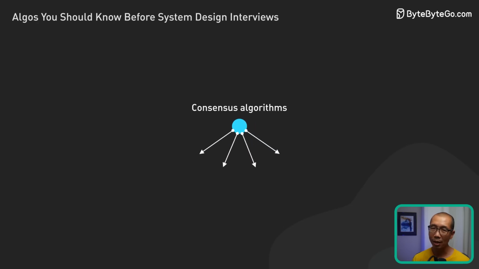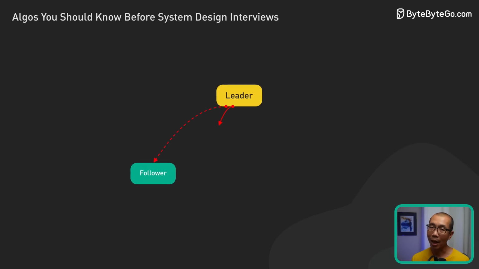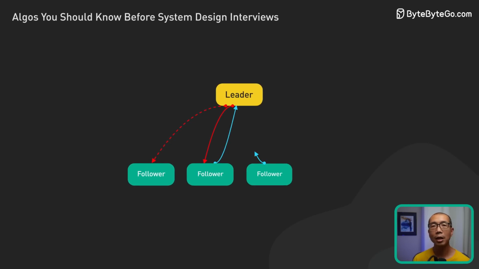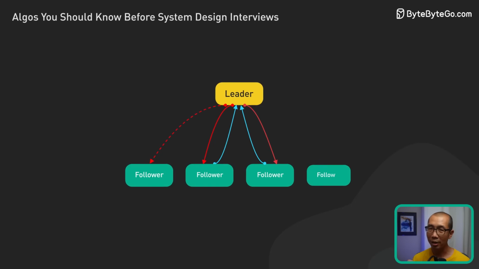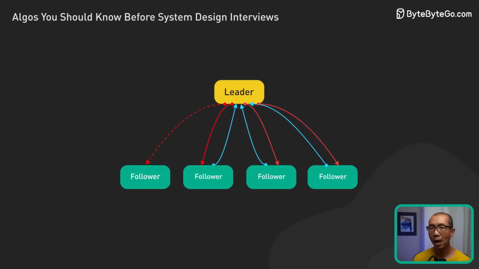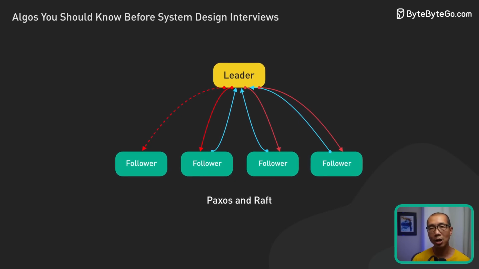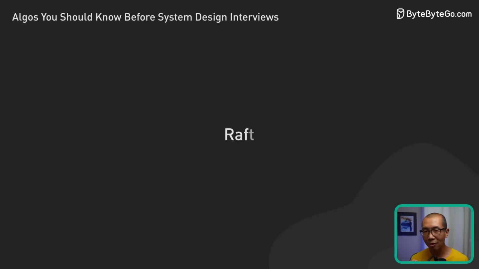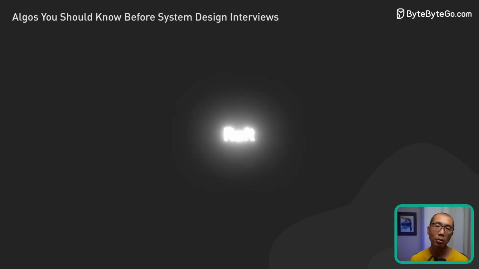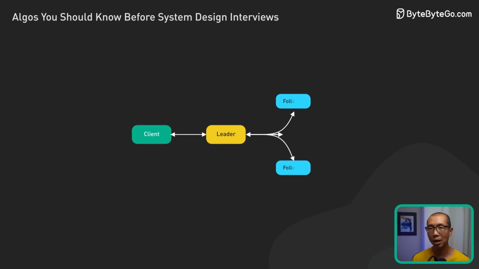Last but not least, let's talk about consensus algorithms. In distributed systems, reaching consensus, that is, ensuring all nodes consistently agree on a shared state, is tricky, especially with network issues and failures. Algorithms like Paxos and Raft are designed to address this challenge. Now let's focus on Raft since it shines through its simplicity and efficiency. Raft elects a leader to manage state replication across the cluster.